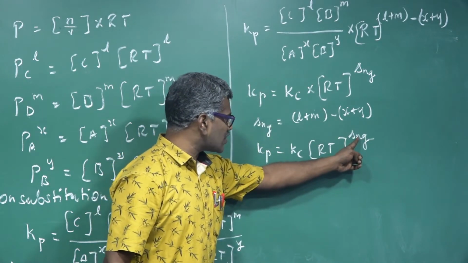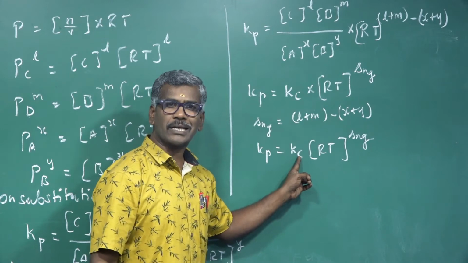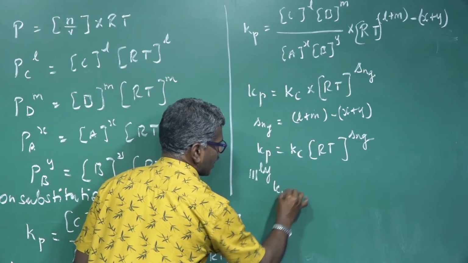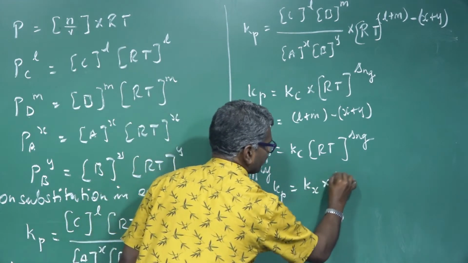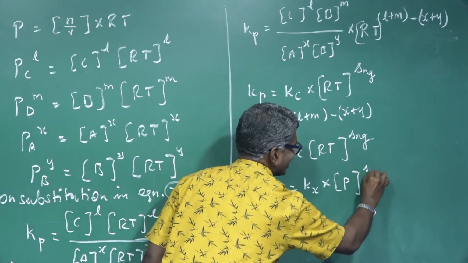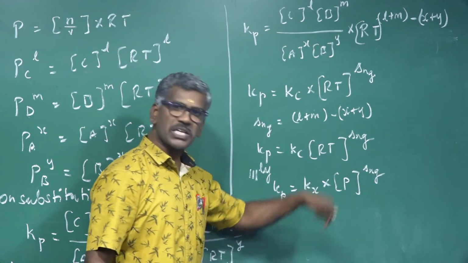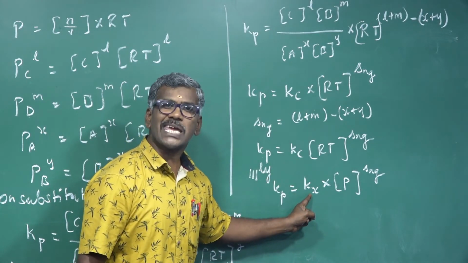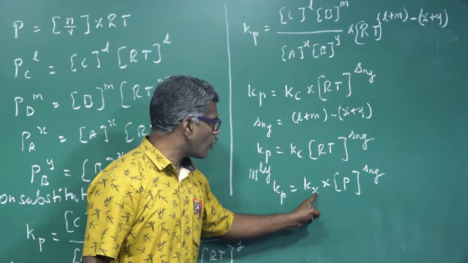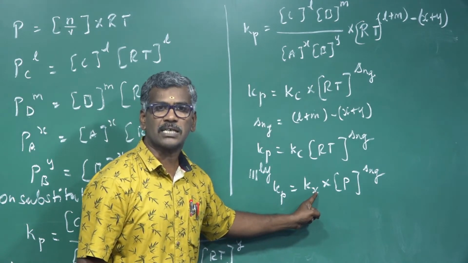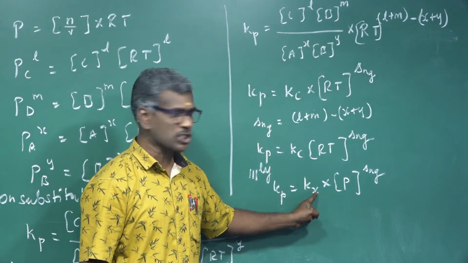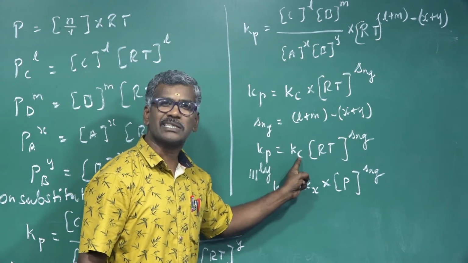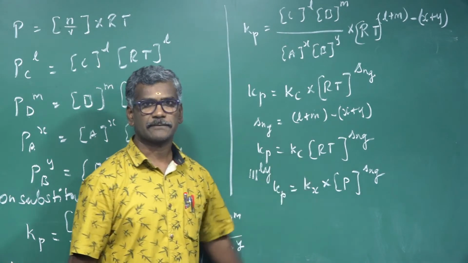Depending upon delta Ng, Kp and Kc can be related in three cases. Likewise, Kp equals Kx into P to the power delta Ng, another equation similar to Kp and Kc. Here Kx is the equilibrium constant in terms of mole fraction. This can be explained by Dalton's law of partial pressure. Using delta Ng, Kp and Kc are related in three cases. We discuss the three cases.